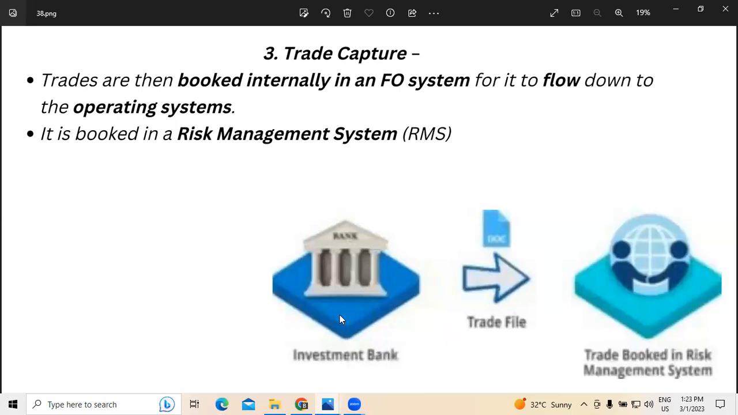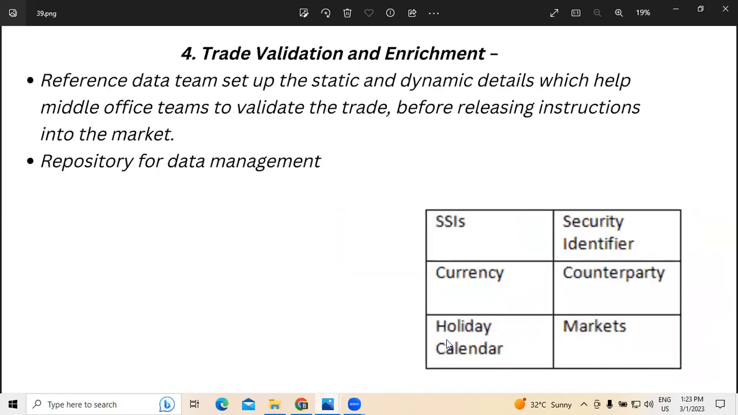The third is trade capture, where trades are booked internally in the front office system, which flows down to the operating systems and is booked in risk management systems, called RMS in short. In the fourth stage, we do trade validation and enrichment, where the reference data team sets up static and dynamic details that help middle office teams validate the trade before releasing instructions into the market. This is majorly used in the repository of data management, which relates to SSIs and security identifiers, currency, counterparties, and markets.